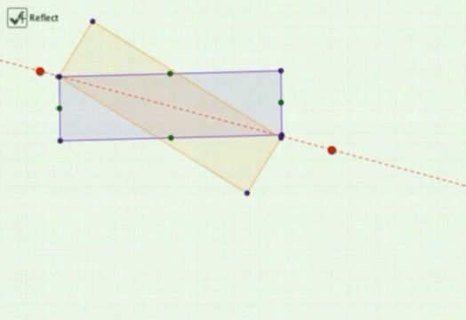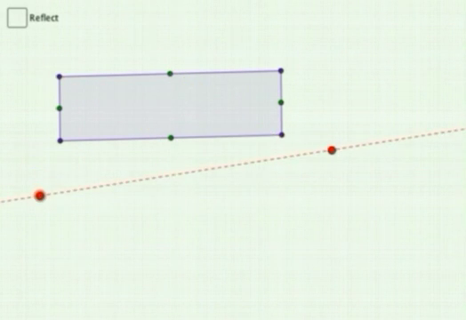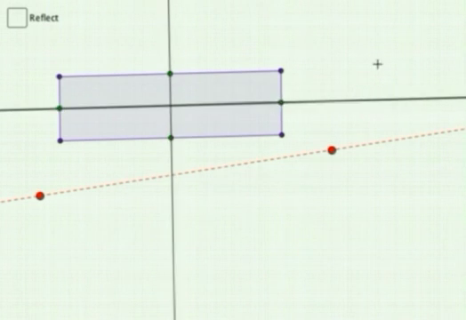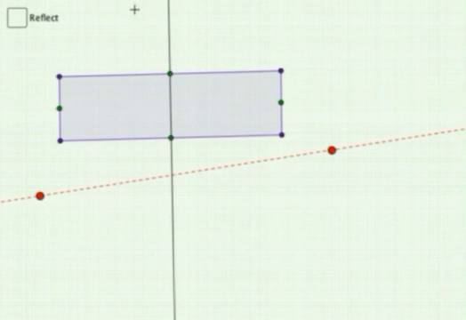It doesn't. So this rectangle, I'll draw in the lines of reflection for you. There are 2 of them. There's that one, and there's that one. So this rectangle has 2 lines of reflection, or I guess we could call them line symmetries. Let me get rid of those.